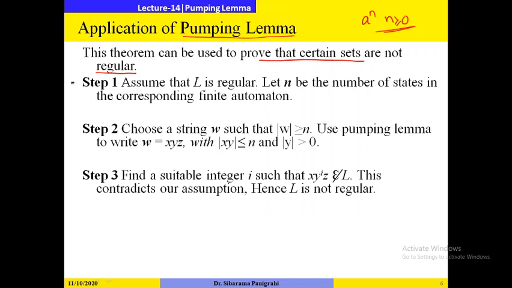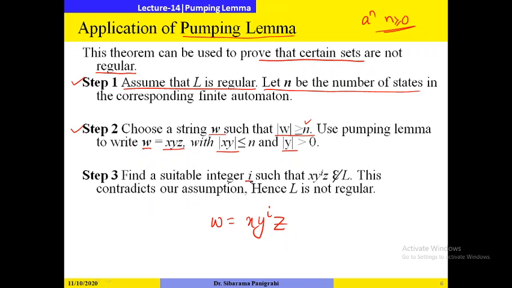So now here you see, in step number 1, we will assume that L is regular. Then let n be the number of states in the finite automata. In step number 2, we will choose a string w such that the length of w is greater than the number of states. So using the pumping lemma, we will split the string into three parts, x, y, z, such that mod of xy is less than or equal to n, and mod of y should be greater than 0. So next we will represent w equal to x, y to the power i and z.